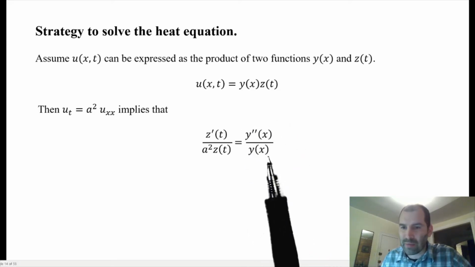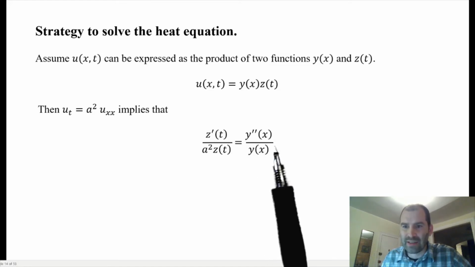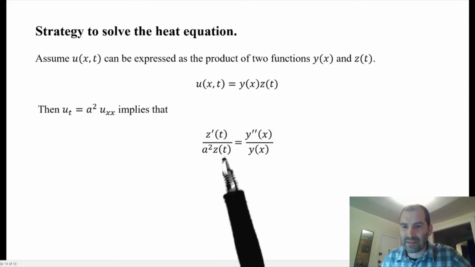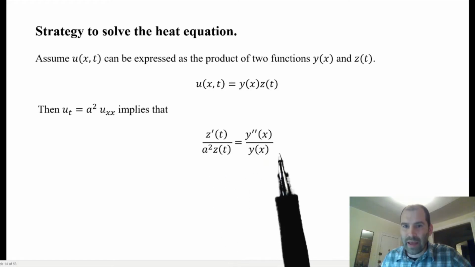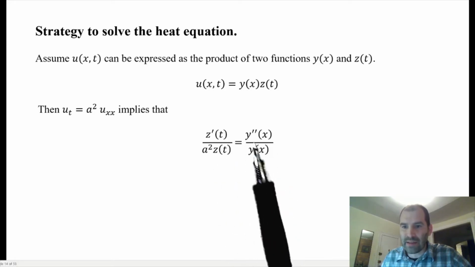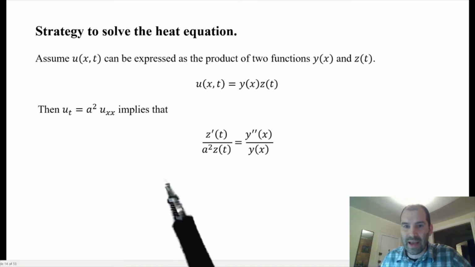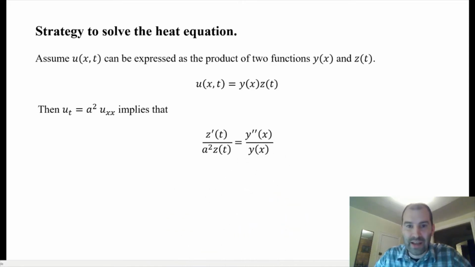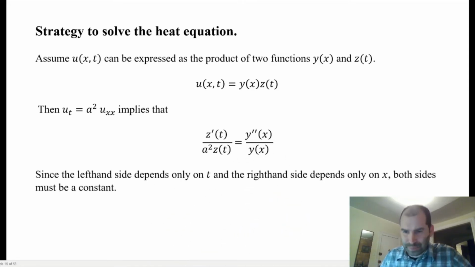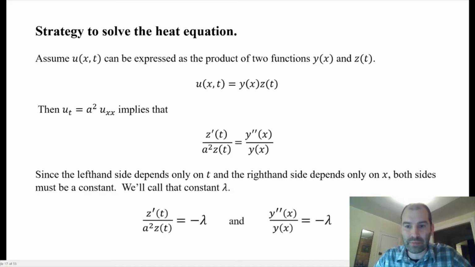Now, if you think about what that implies, if I were to vary x, this doesn't depend on x, right? And if I were to vary t, this doesn't depend on t. So that must mean that both of these are constants. These have to equal the same constant. And I'm going to call that constant negative lambda. Okay, so there we go. Each quantity there has to equal negative lambda.